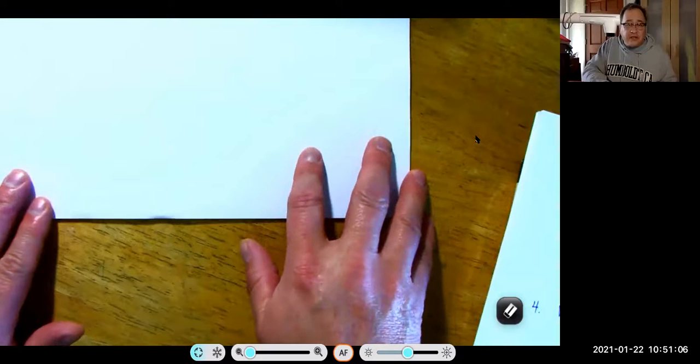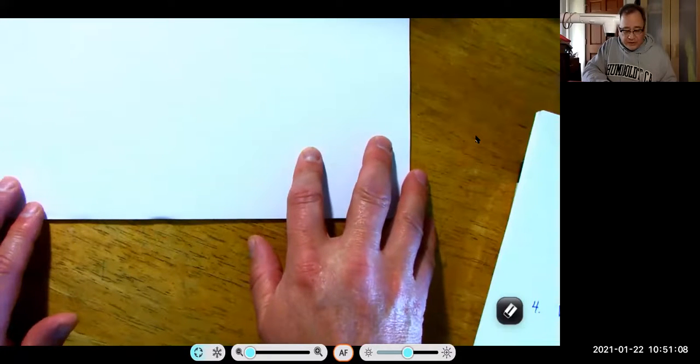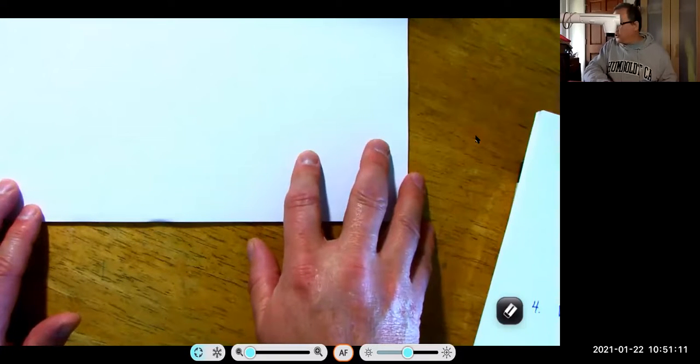We still have a good 25 minutes left. So what we're going to do here is we're going to go to the second half of the chapter and do some problems from there.